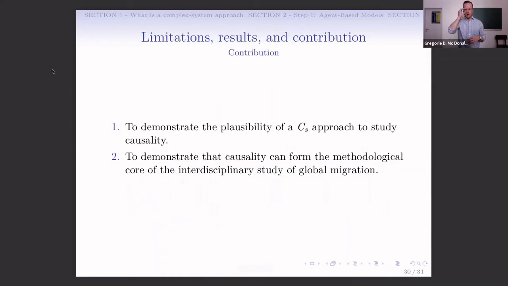Finally, I would suggest that my contribution is to demonstrate the plausibility of a complex system approach to study causality, generally from a philosophical point of view, and also to demonstrate that causality can form the methodological core of the interdisciplinary study of global migration.